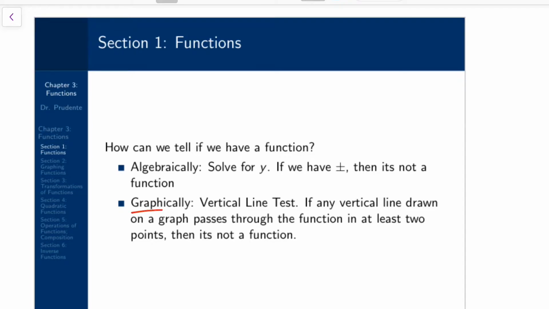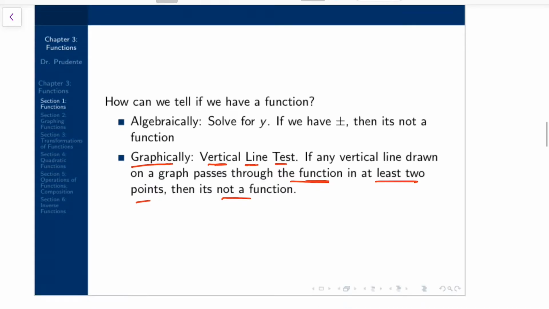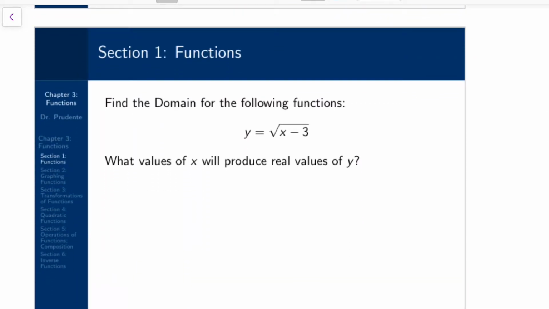If we have it graphically, it's what we call the vertical line test. That's if any vertical line drawn on a graph passes through the function in at least 2 points, then we can say we do not have a function.